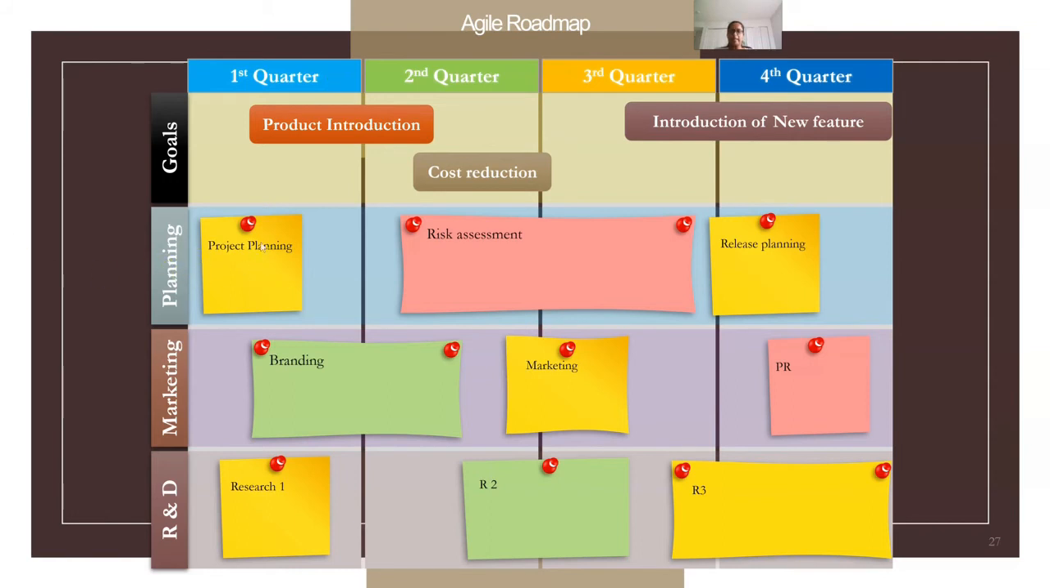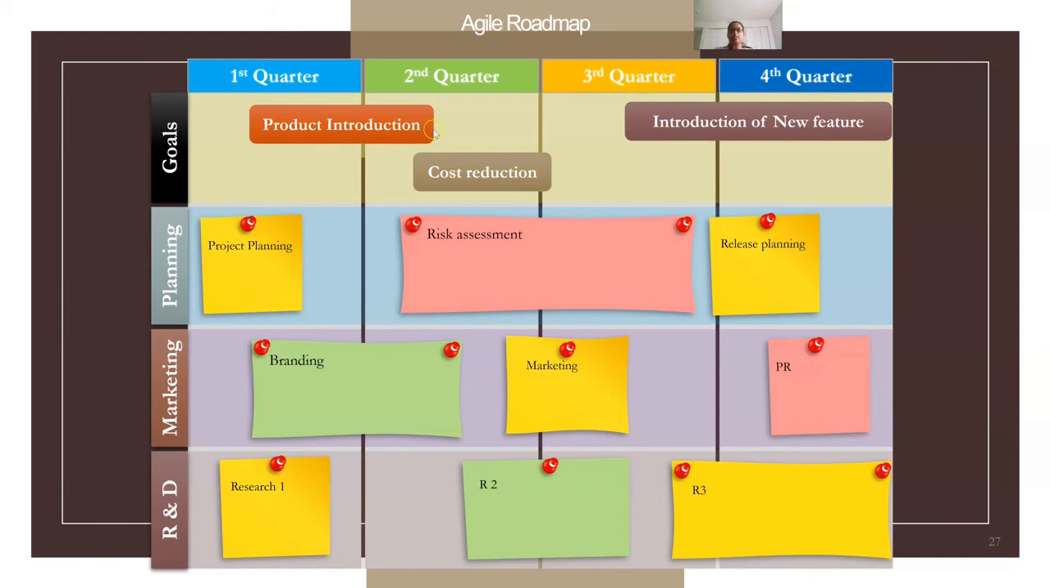Then comes the project planning in the first quarter. Of course, in parallel, the marketing, that is the branding team, comes into the picture, where they start the publicizing or promotion of the products. And in another parallel line is R&D. All these phases come in the first quarter.